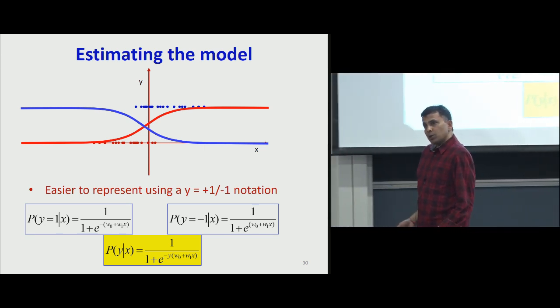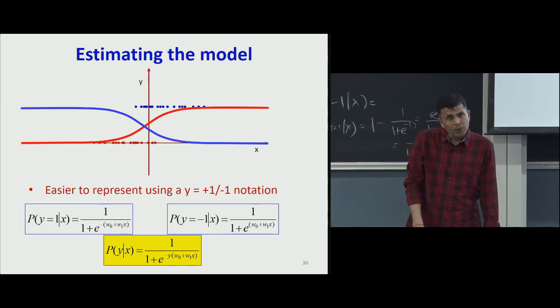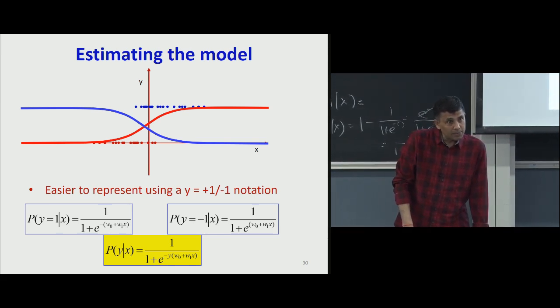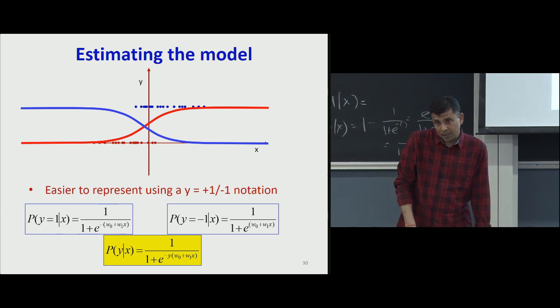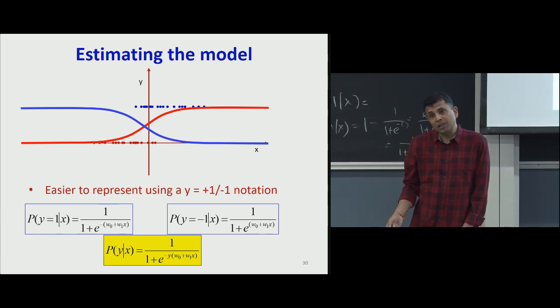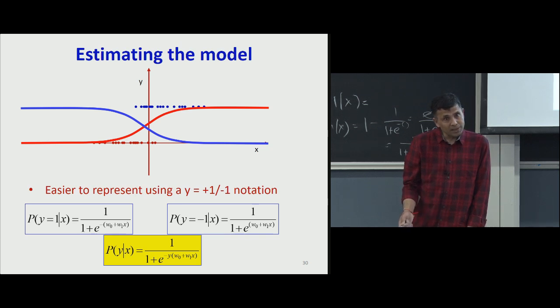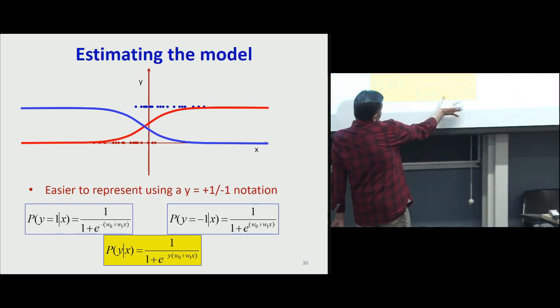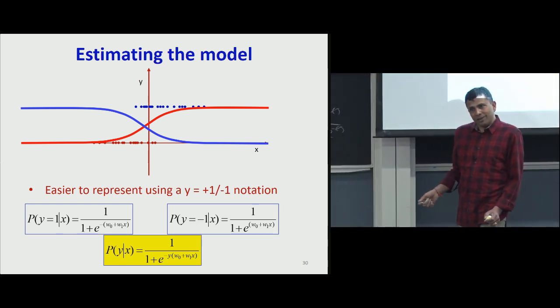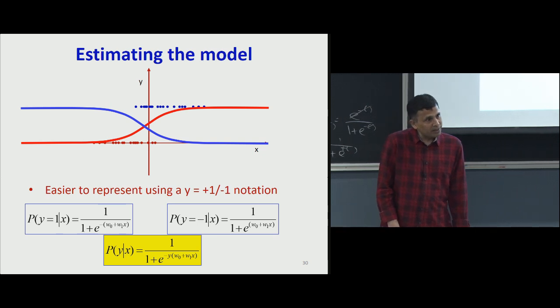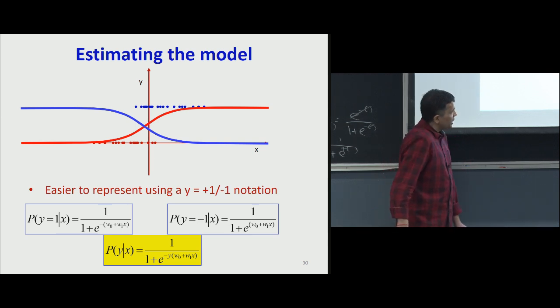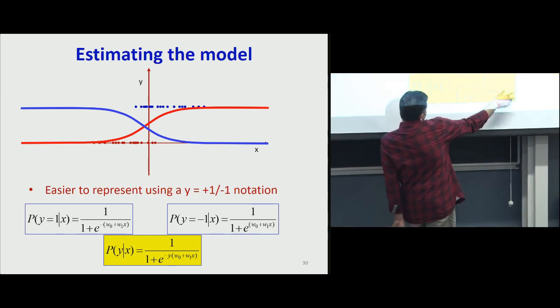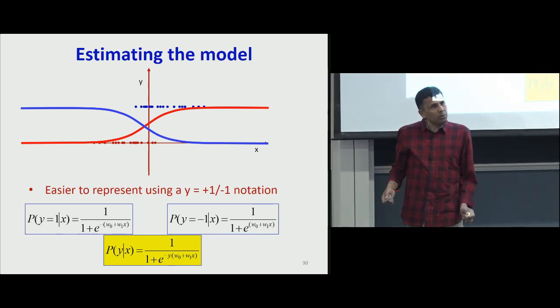I can combine the two into one simple formula. When y is plus 1, the sign is negative. When y is minus 1, the sign is positive. I can combine the two and say e raised to minus y times this argument. As you can see, if y is negative, minus and minus become positive, you get the right sign. If y is positive, minus of a positive number retains the sign, right? So this formula over here is the general function that specifies the probability of y given x.